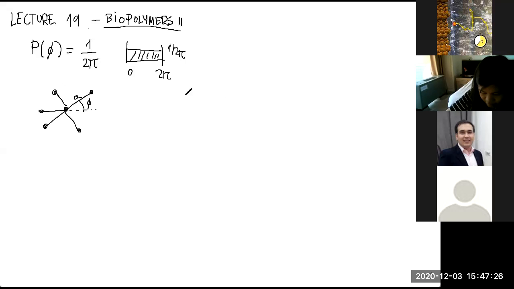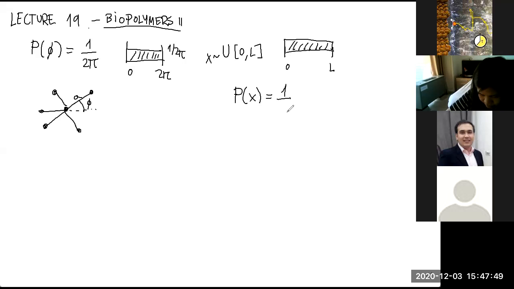Typically, when you discuss uniform distributions, you say the uniform distribution in 0L, for example, this is a distribution that takes the same value between 0 and L. It's like this. And then if X comes from the uniform distribution 0L, the probability of X is 1 over L. Okay. So I'm saying phi is a continuous variable. It has no preferred angle, and all the angles are equally likely. This is what I'm saying.